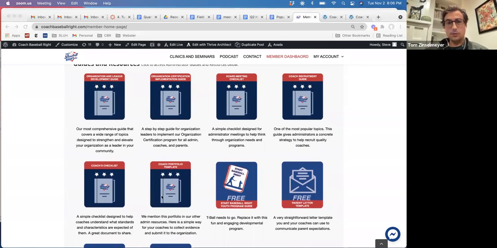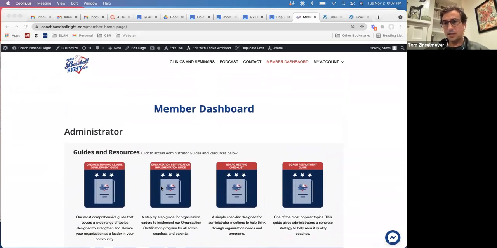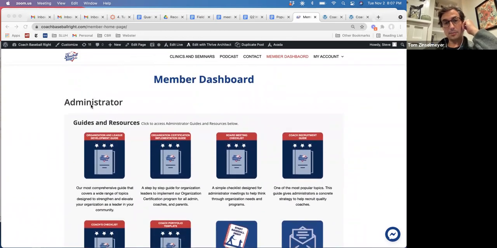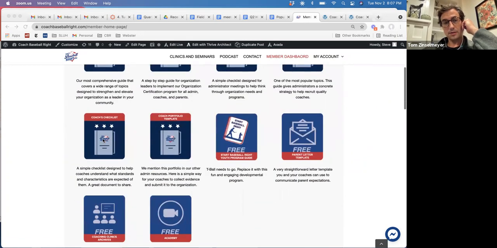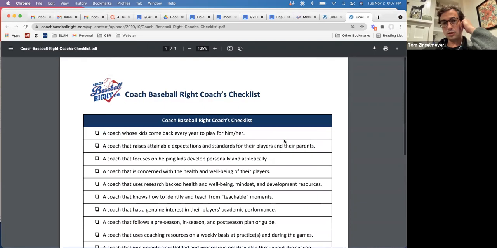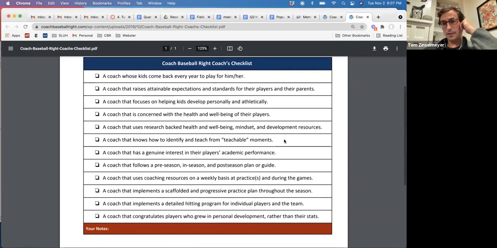Yeah. So just under your member dashboard, I've emailed these out to you, and to everyone on our leadership meetups list as well. It's under member dashboard, under administrator guides and resources. We'll be looking at the coaches checklist and then the coaches portfolio template. Here's the template. Actually, I have it in the wrong order. Let's do the checklist first, setting the expectation.